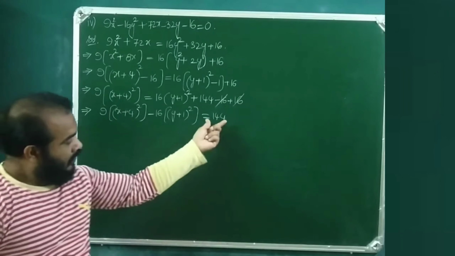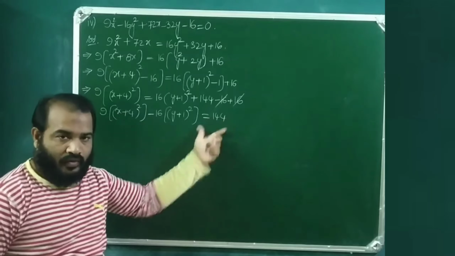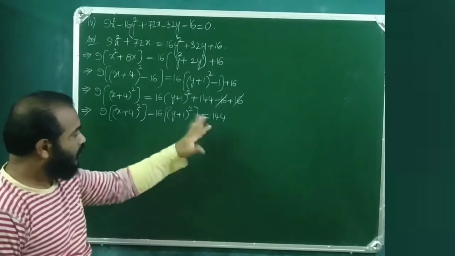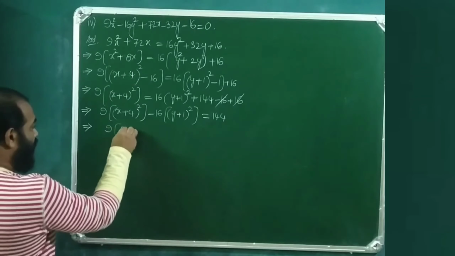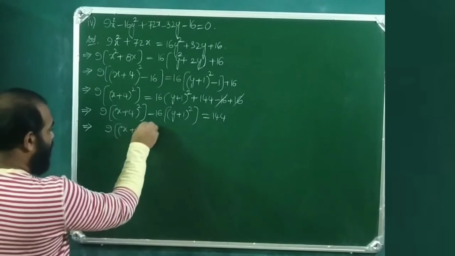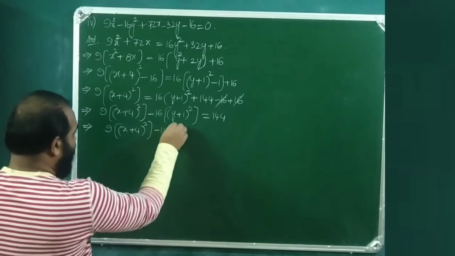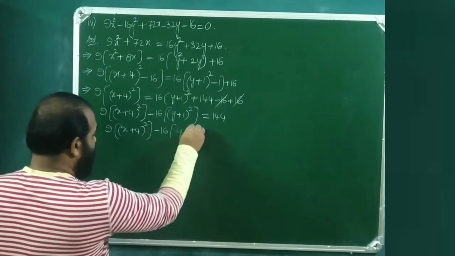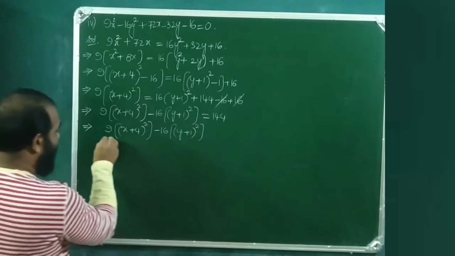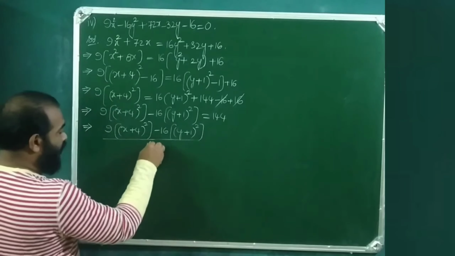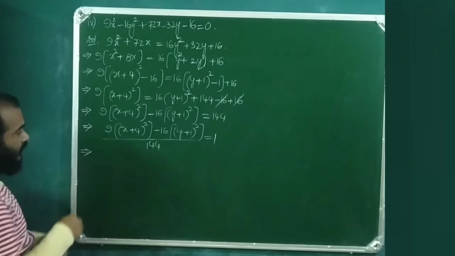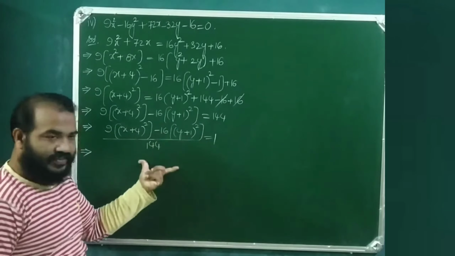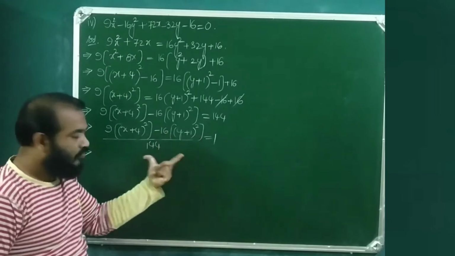Now transpose this 144 to the other side, dividing both terms. So 9 into x plus 4 whole square minus 16 into y plus 1 whole square, all by 144, equals 1. So this is A minus B by C, which is A by C minus B by C.